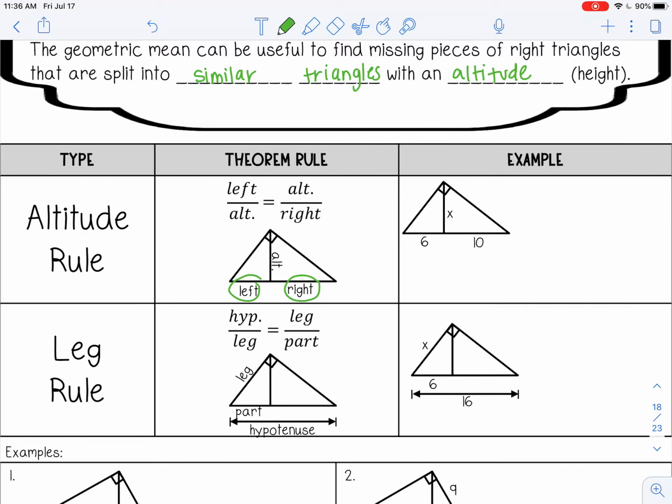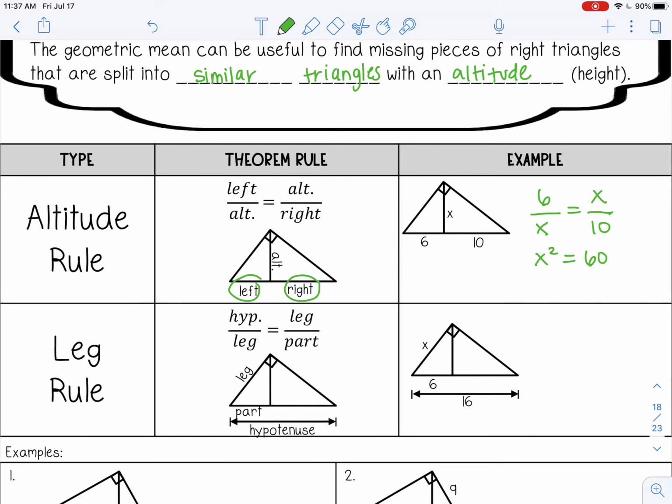Alright, so let's set that up. So left is 6 over the altitude is x. And then the altitude is x again over 10. So if we want to solve, we are going to cross multiply because this is a proportion. So I can multiply x times x, which is x squared, and 10 times 6, which is 60.